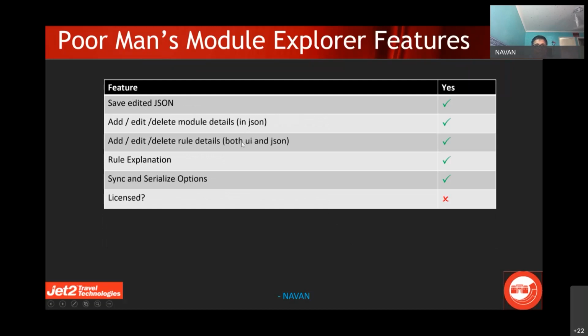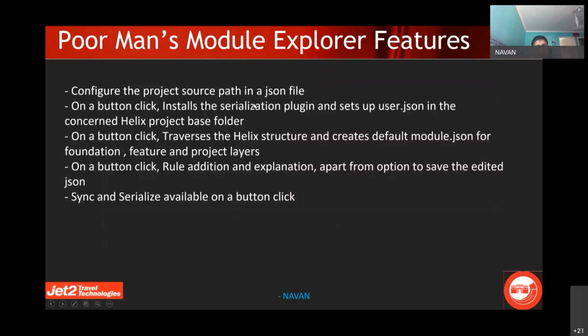So you can edit the rules. There's a rule explanation, sync and serialize options. It's not licensed, so that's one thing. Yeah, so you need to configure a project source path, and then on a button click, it creates currently a PS file, and that you can install in a PowerShell command.